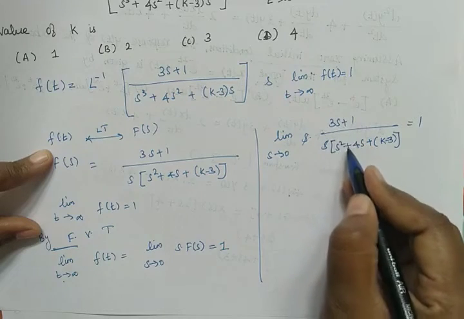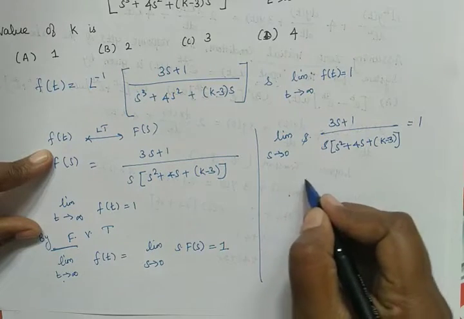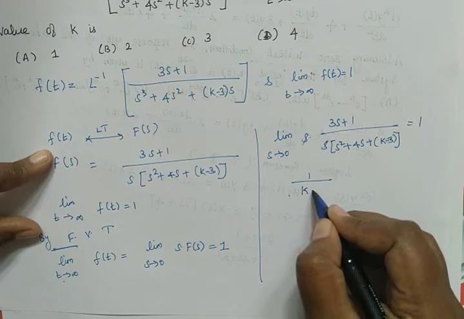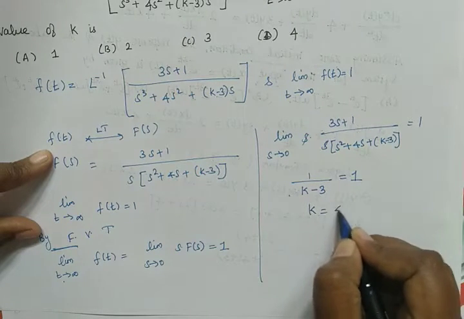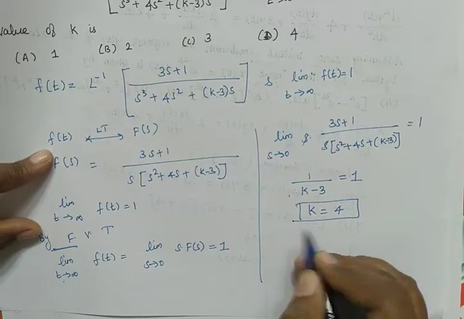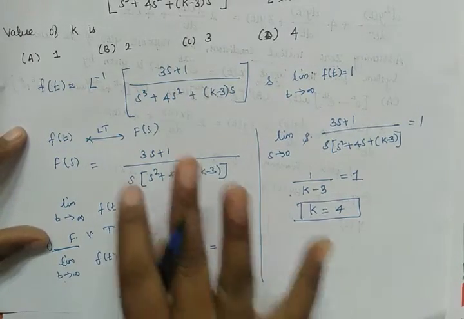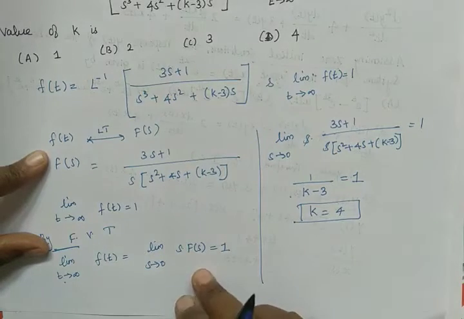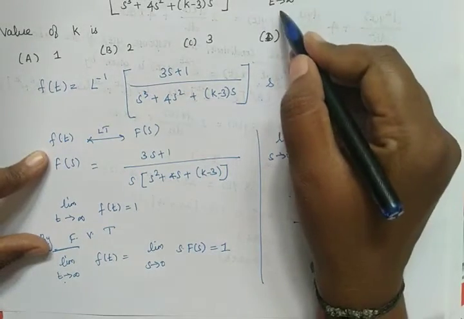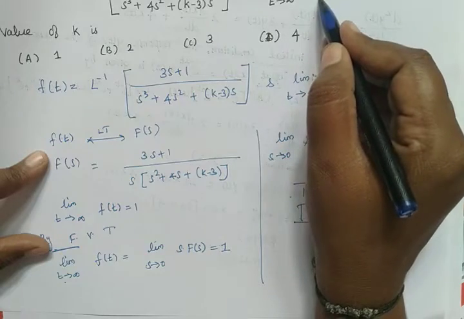If you substitute 0 for this s, everything becomes 1 by k minus 3 equal to 1. Therefore from this we can get k is equal to 4. What we did is we took the Laplace transform for this, and we substituted s equal to 0. Why are we substituting here? Because they have given that limit t tends to infinity, f of t is equal to 1.